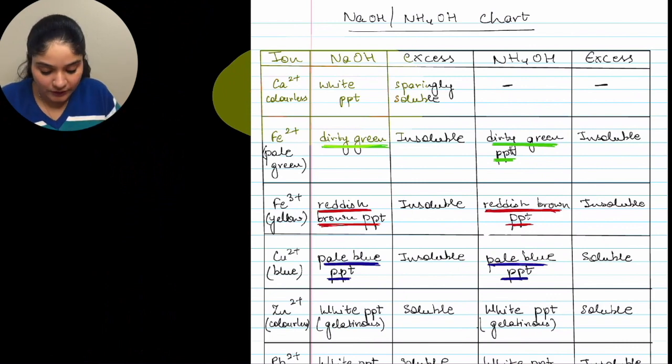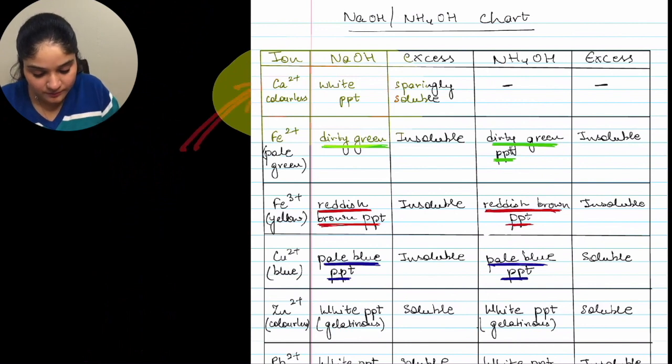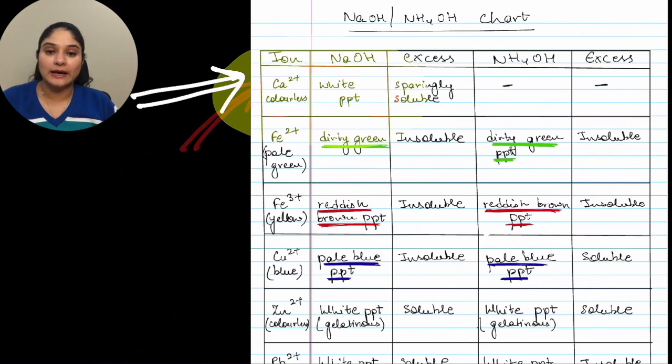Alright, so we are talking about the first section, which is this one. So you have calcium and sodium hydroxide along with that. They are asking what is your observation. So your observation will be that a white precipitate is formed which is sparingly soluble or insoluble in excess of sodium hydroxide. So this is your observation.